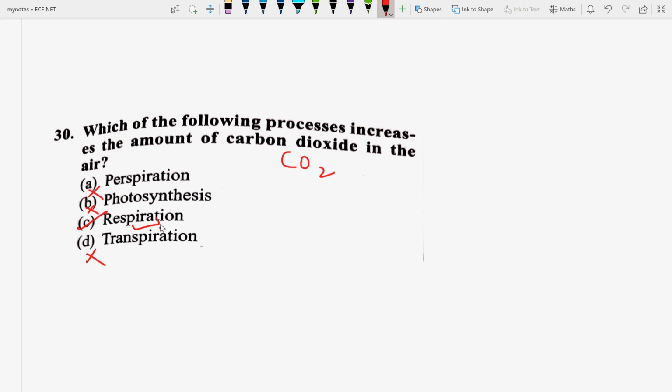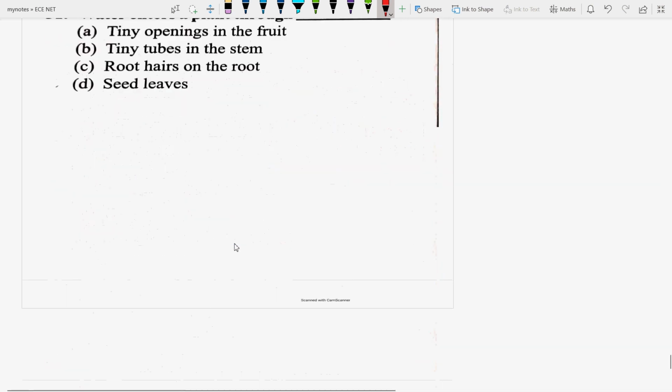Respiration. Transpiration is not. Transpiration means the excess water that has to be lost from the leaves in the form of water vapor. That is transpiration. Transpiration is the process of giving off water vapor through openings in the leaf. There are certain openings, which are called stomata. So through stomata water loss occurs, meaning water vapor is given off through the openings. That is called transpiration.